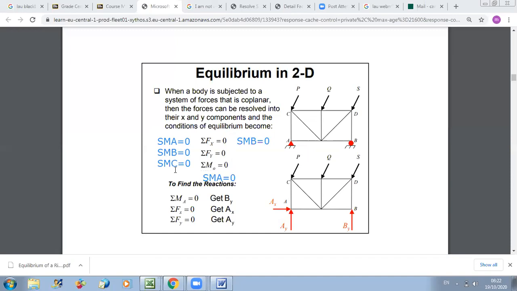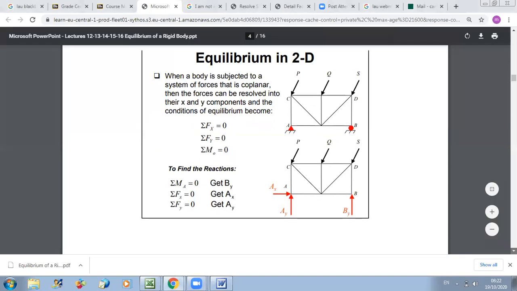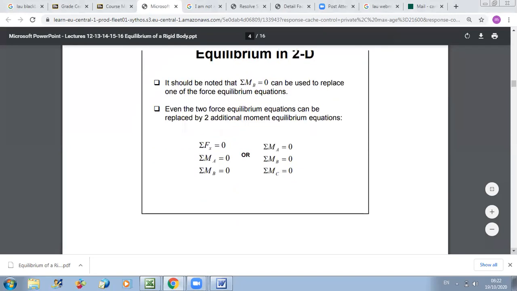You will see that it depends on the problem, on what is simpler to do. Sometimes sum of moment will be simpler than sum of force. We will see how together. So, as we said, we can replace a force equation by a sum of moment equation. For example, you can do sum of x equals 0, sum of A equals 0, and sum of B equals 0. Or even you can do 3 moment equations.